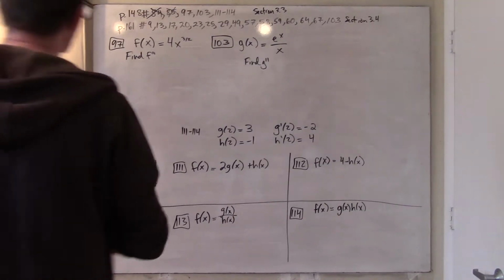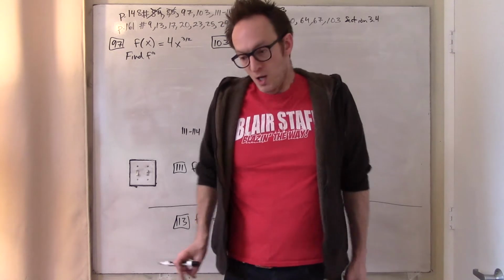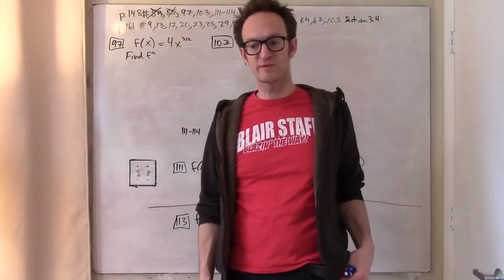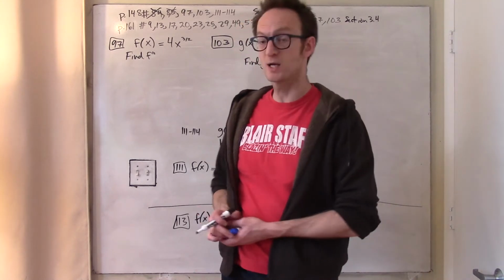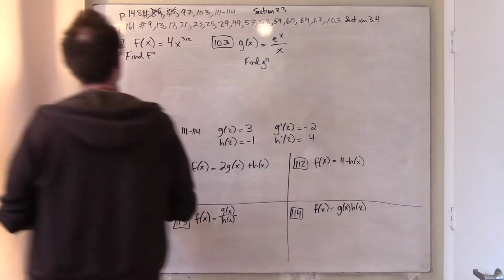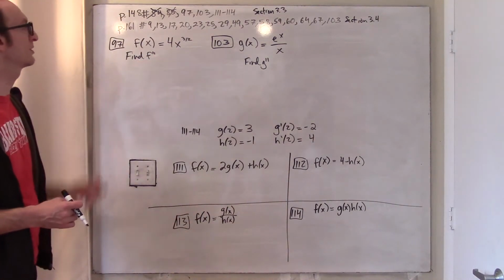Okay, a couple more problems from this same section. Our book chooses to teach the concept of second derivative, third derivative, etc. within this section 3.3 on the product and quotient rule. So here are 2 little problems. This one says, here's a function, 4x to the 3/2. What is the second derivative of that function?